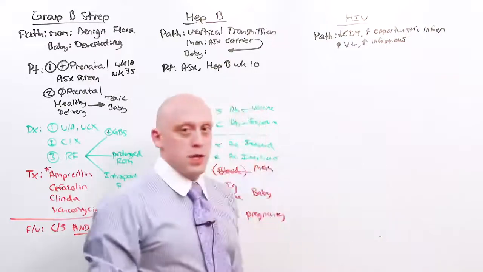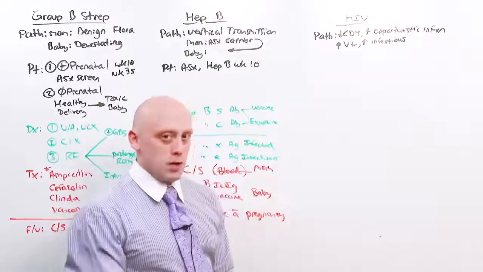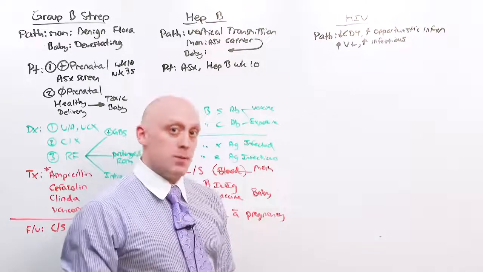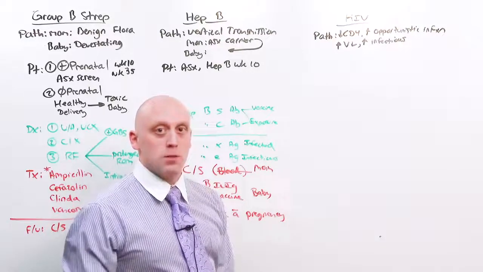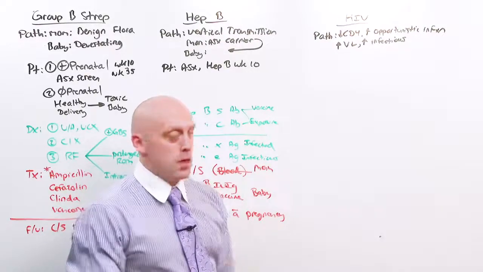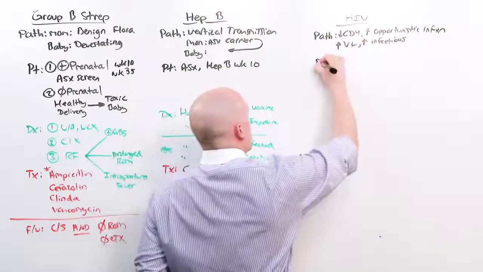Again, I want you to learn, just like Hep B, HIV cannot cross the placenta. Antibodies can, HIV cannot. You must have blood-blood mixing. Ideally, you're going to catch mom as an asymptomatic screen.